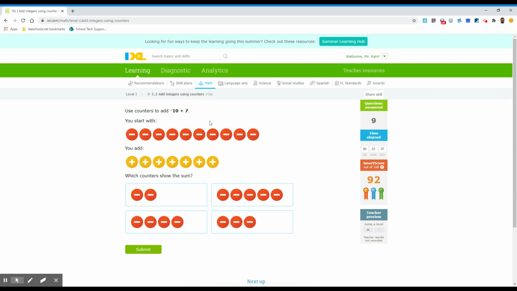Okay, let's do one more. So you have -10 and you add 7. That means they all cancel except for these 3 on the end, which is why you have -5.